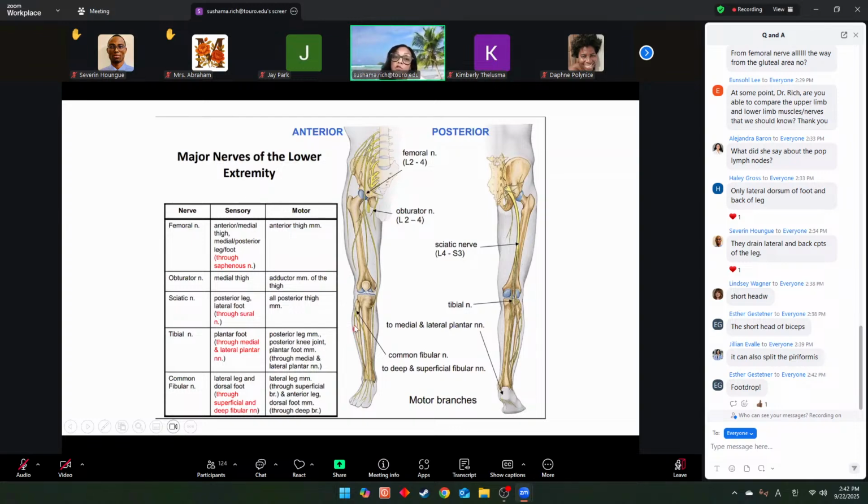At the same time, if the superficial fibular nerve is also damaged, the lateral compartment muscles are affected, and the lateral compartment muscles are powerful everters. So your foot will be inverted. Remember, these kinds of things are important for you to know.